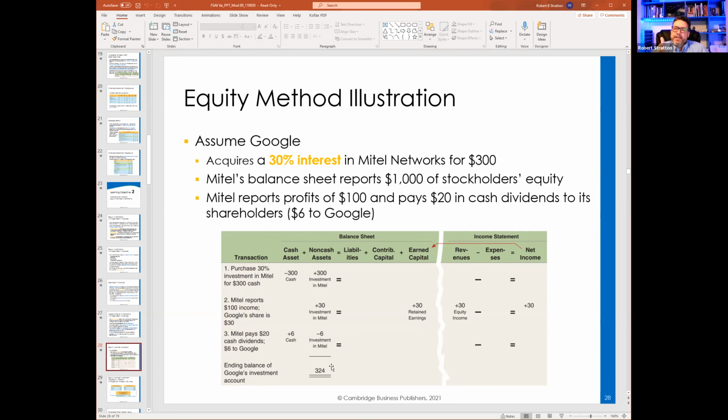Okay, but then step three is at the end of the year, Mintel here paid out dividends. So they paid out 20 in dividends total. Google gets 30% of that. So now, this is a cash transaction. Cash went from Mintel's bank accounts to Google's bank accounts, and they recognize a cash increase of 6. And then, a little nuance here, it's accounted for by decreasing on Google's books their equity investment. So they increase cash by the amount of the dividend, but there's no income statement effect. Again, I think it's weird, but this is how we do it. And then the ending balance of Google's investment is the original amount plus the unrealized but recognized increase in value of their investment, minus the actual cash that they've gotten for dividends.